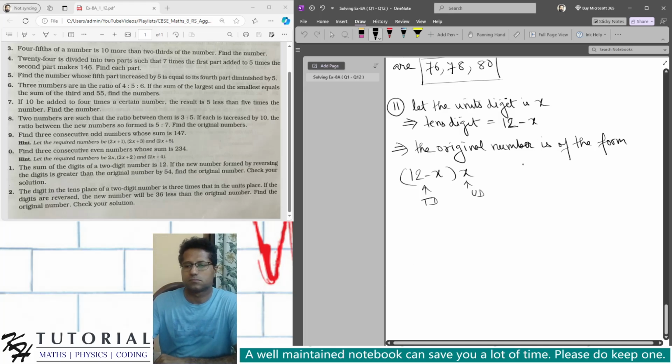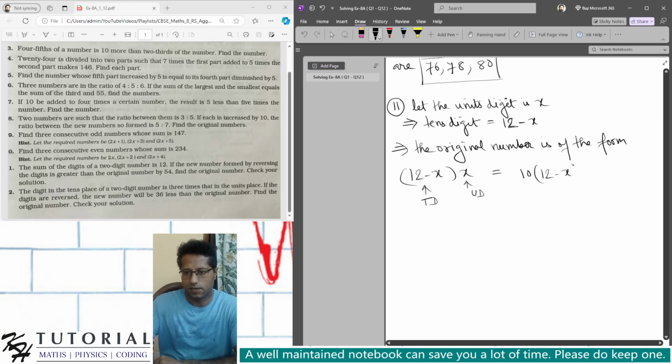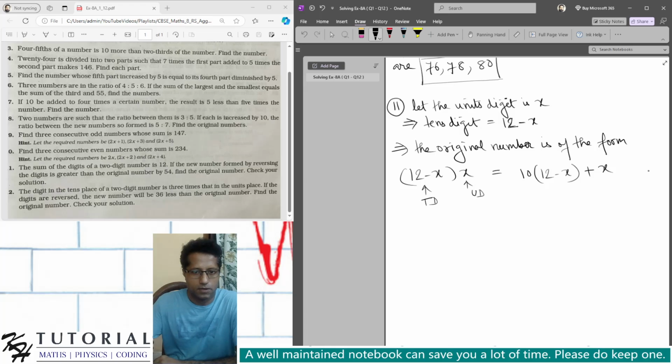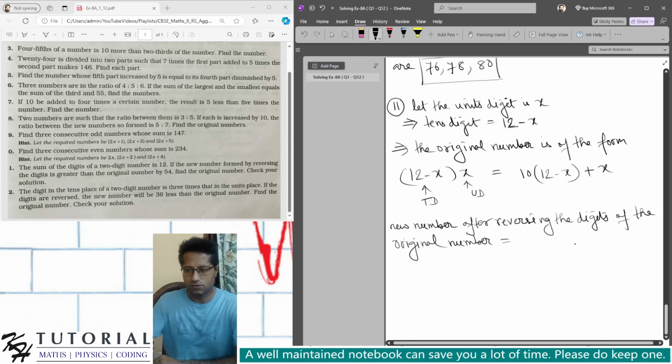So definitely this will be, as you know, the expanded form of a number. This will be equal to 10 into 12 minus x plus x. So this is the original number. Now it is given that the new number formed by reversing the digits of the original number. So what will be the new number? The new number is formed just by reversing the digits of the original number.